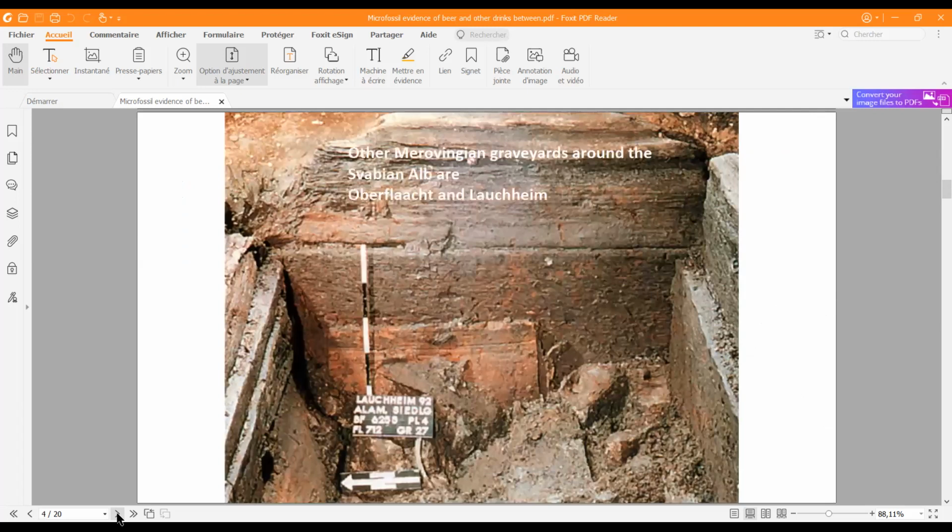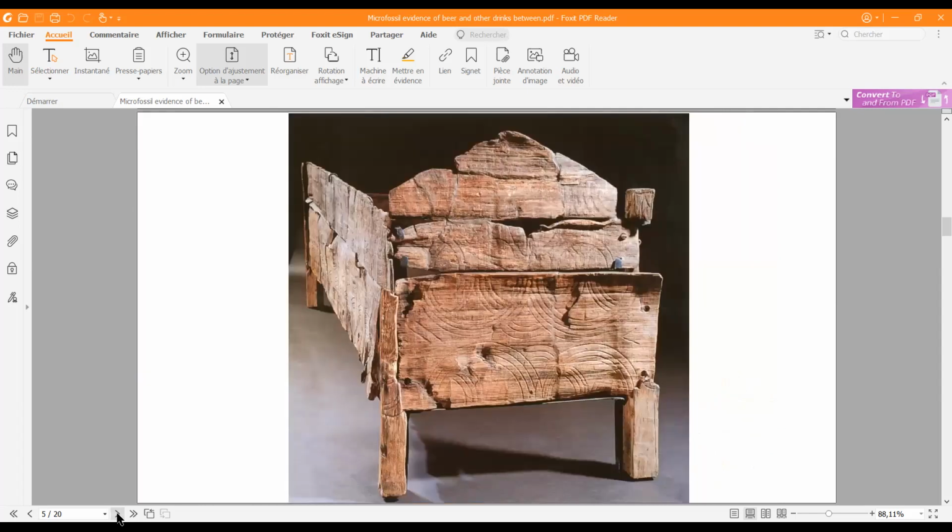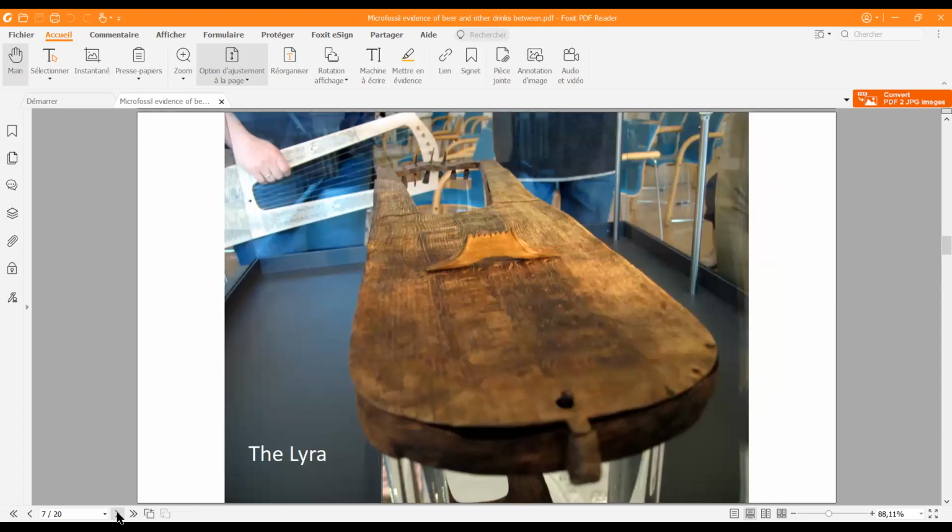Here are some pictures of Merovingian time graves. This is Lauchheim, another place with wet preservation. Next, please. This is a reconstruction of grave 58 in Trossingen with a lot of rich things. Then next, please. The dead man was in a bed. Next. And he also had a musical instrument with him, a lyre. I do not know the French name. Lyre. Okay.